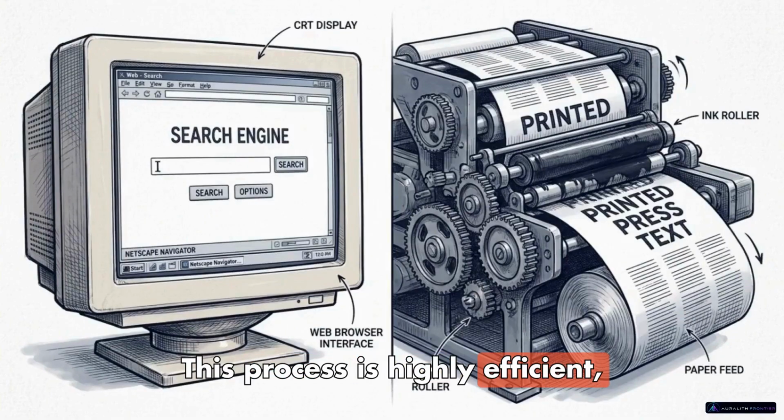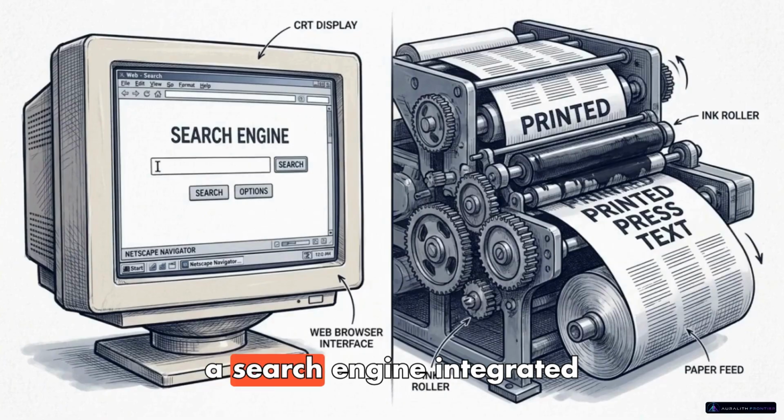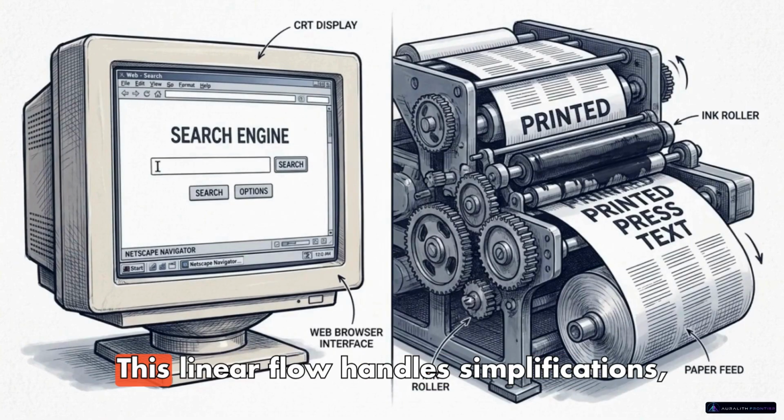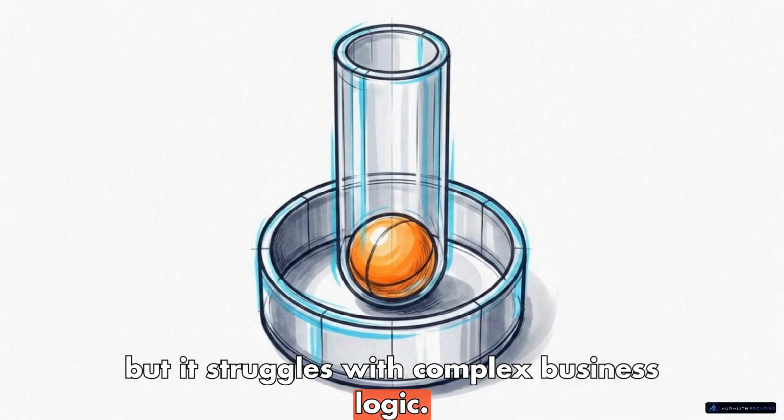This process is highly efficient, but it is entirely passive. Traditional RAG is essentially a search engine integrated with a text generator. This linear flow handles simple trivia well, but it struggles with complex business logic.